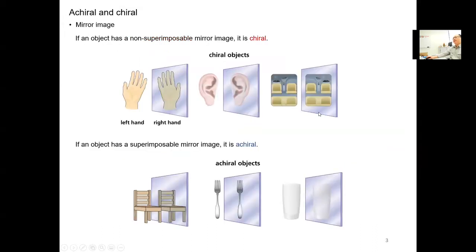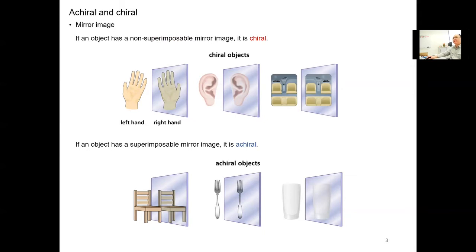Okay, so then the concepts I'm going to introduce to you are achiral and chiral, the concept of chirality. So a very easy way to distinguish between them is that if an object has a non-superimposable mirror image, it is chiral. Okay, so here is your left hand, and its mirror image apparently is your right hand. Your left hand and the right hand are not superimposable. If you put them together, you can see, oh, I cannot superimpose them. So they're different. Then we say your hand is chiral.